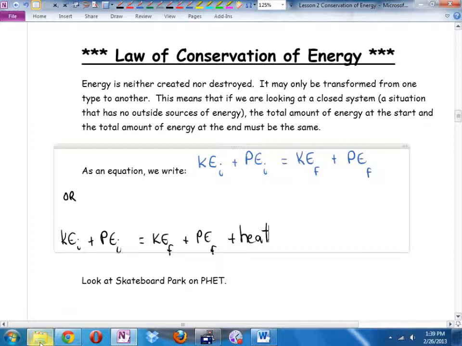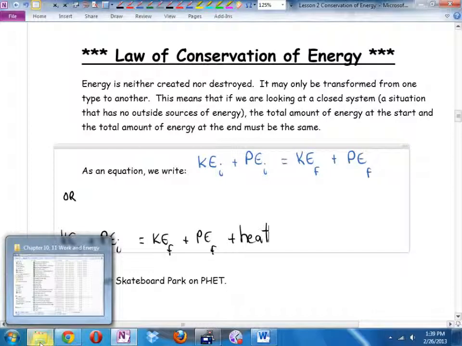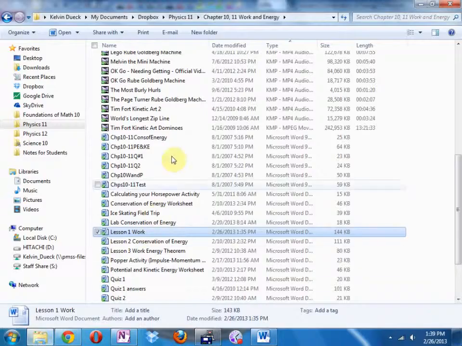Okay. Do you skateboard? Okay. A great example of conservation of energy. Let me show you.